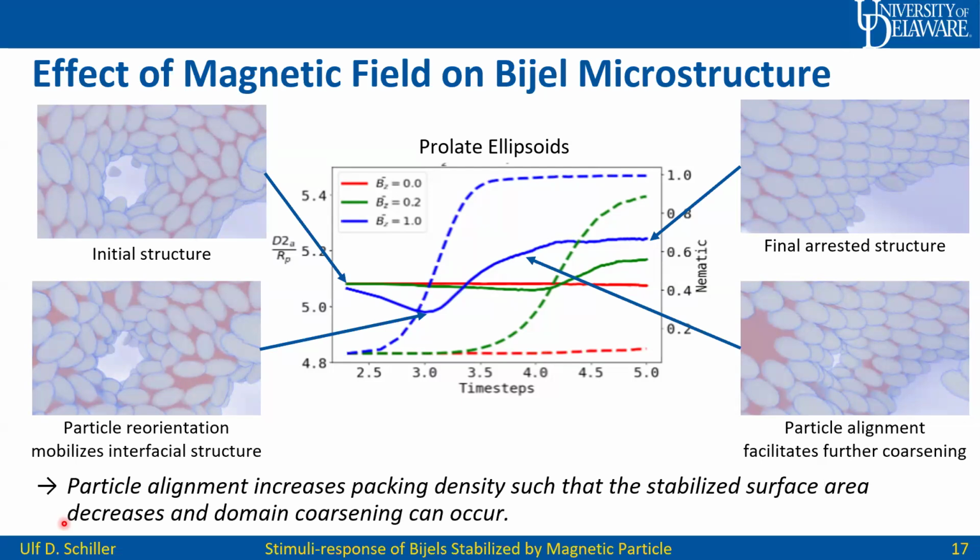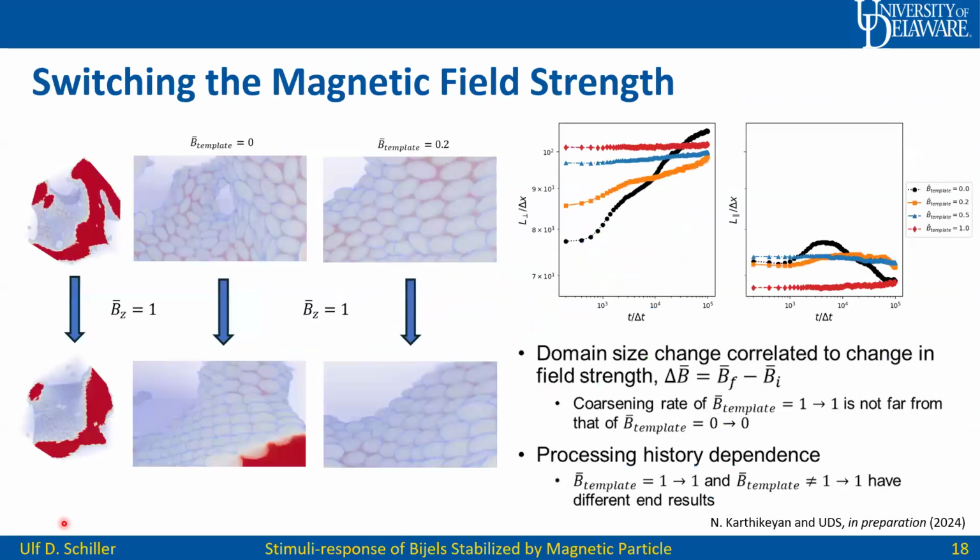So one other thing, of course, that you can ask now is, this was observing how the bigels form when a magnetic field is present. What can we do if we already have a bigel and then we switch the magnetic field on or off? That's something we are working on at the moment. So we already have a bigel that has a certain amount of order in there.